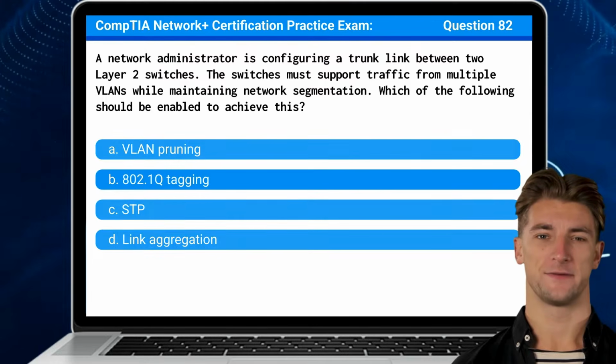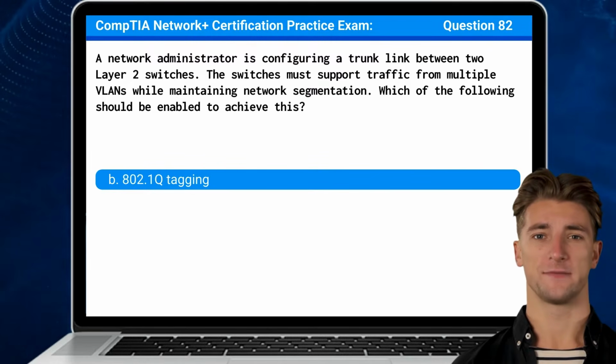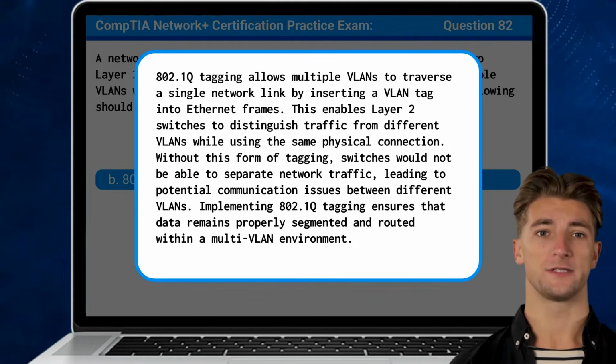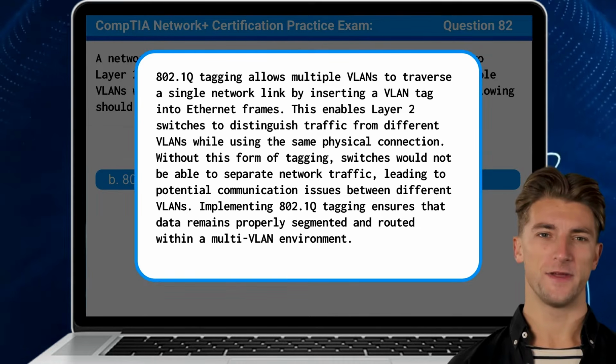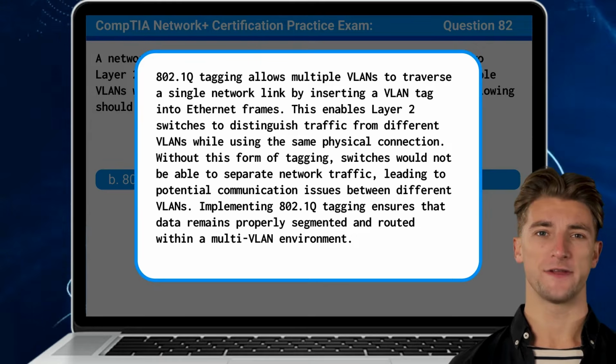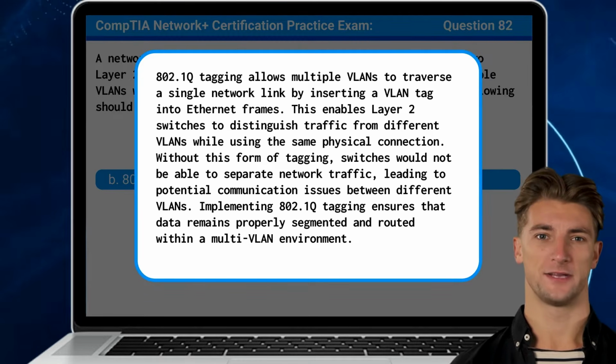The answer is B. 802.1q tagging. 802.1q tagging allows multiple VLANs to traverse a single network link by inserting a VLAN tag into Ethernet frames. This enables layer 2 switches to distinguish traffic from different VLANs while using the same physical connection.